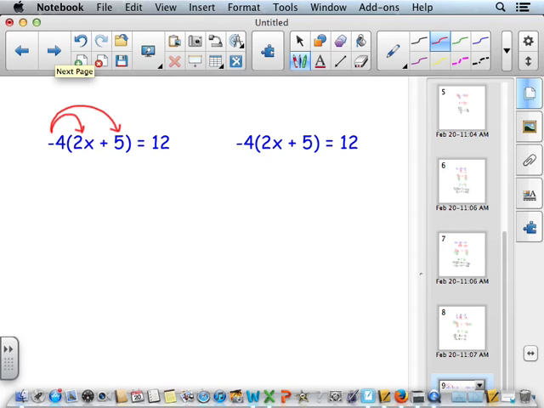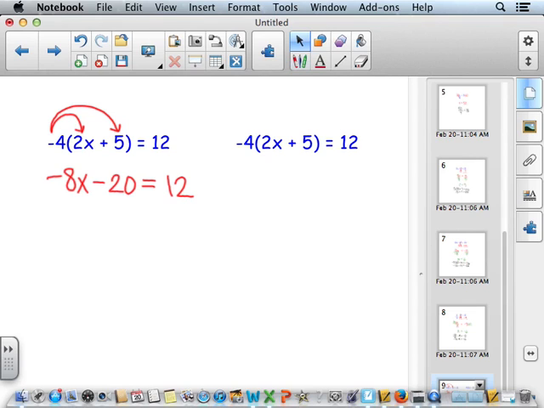Because negative 4 times 2x is negative 8x, and negative 4 times 5 is negative 20, I now have the equation negative 8x minus 20 equals 12. So I now have a two-step equation, and I can isolate my variable term by adding 20 to each side of my equation.